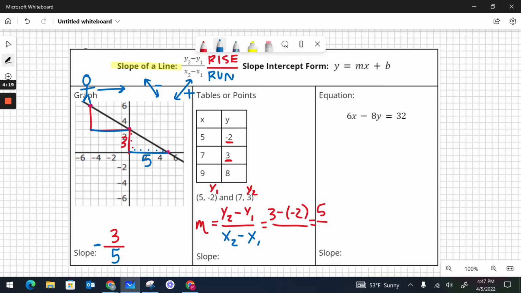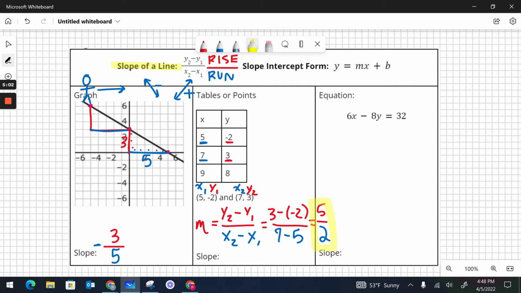Now I need to figure out the change in the x values. That's x2 minus x1. In the table, the second x value is 7. The first x value is 5. Looking at it written in points, the second x value would be this 7 right here. The first x value would be that 5. So x2 minus x1 would be 7 minus 5, which is 2. So my slope is 5 over 2.